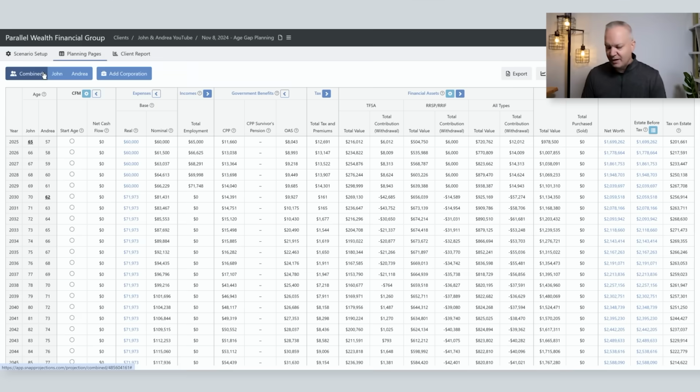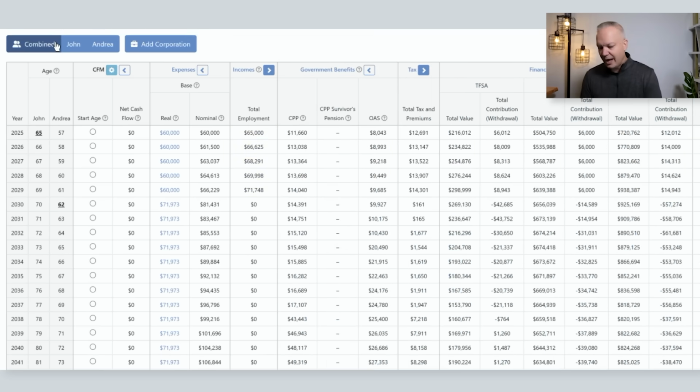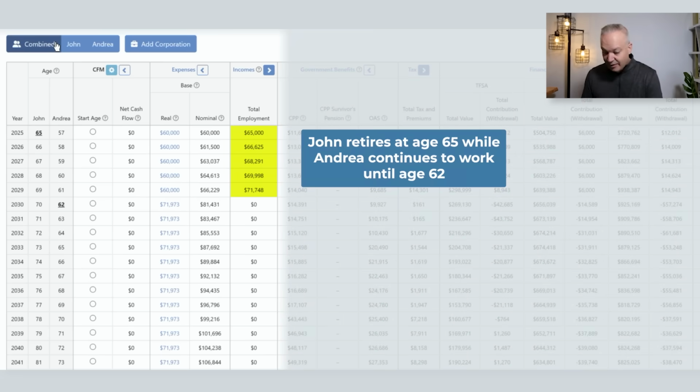They're taking your information, plugging it into software and giving it to you. That's not a financial plan. That's not a retirement plan. They need to be working the numbers to figure out where your sweet spot is. So if we jump into the plan here with John and Andrea, there's an 8-year age gap between John and Andrea. John's retiring, Andrea's going to still work, so you can see her employment income for a few more years. She plans to retire at 62 when John is 70.